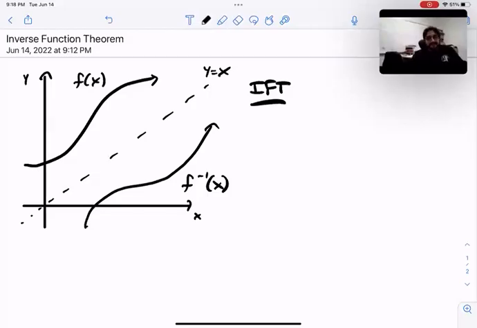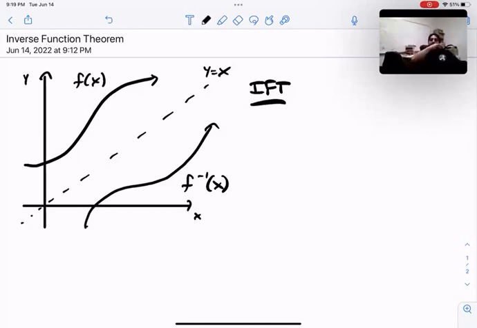Hello. So today I want to talk about the inverse function theorem. This is essentially answering the question of how does the derivative of a function relate to the derivative of the inverse of that function, right? How, when you reflect a function across the line y equals x, how does the slope change? Right? Because remember, that's what I pictured here.